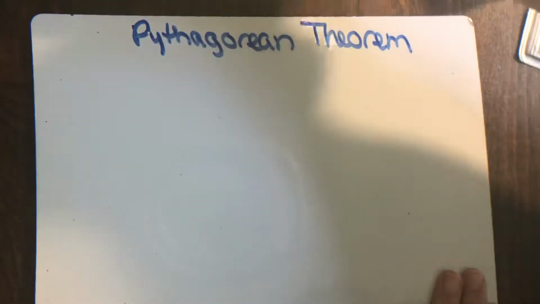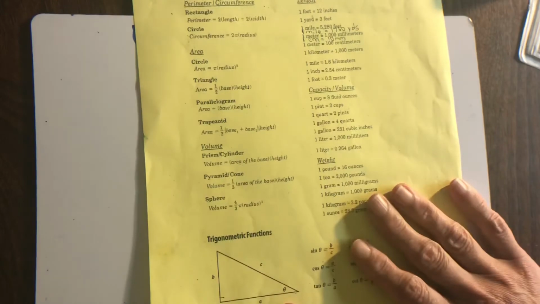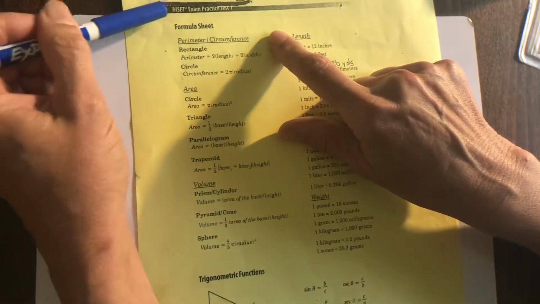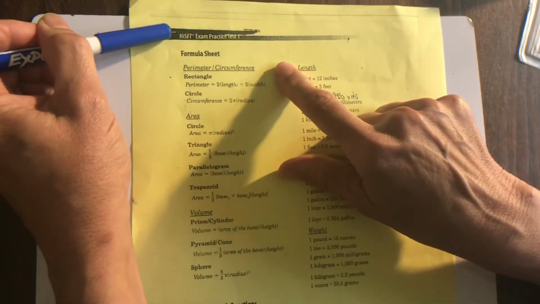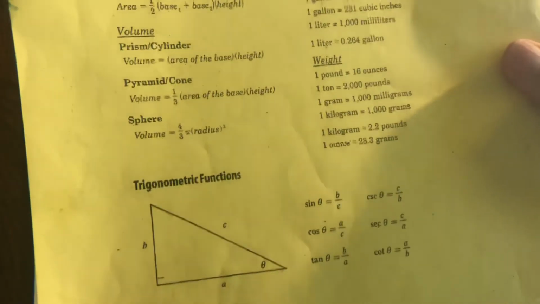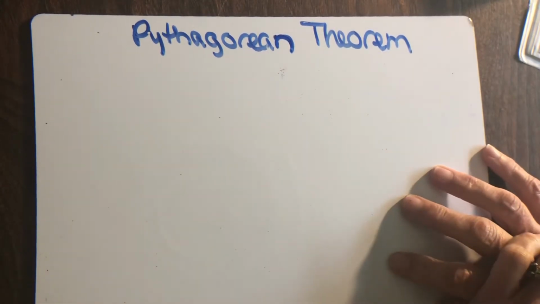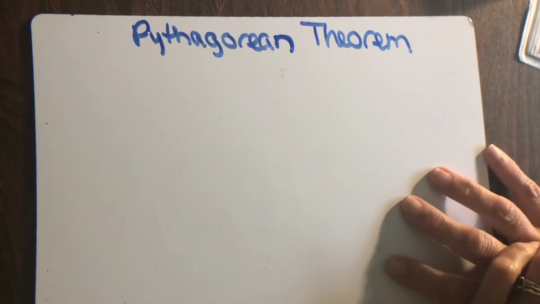Now, for those of you preparing for the HiSET exam, or the GED exam, it's the same thing, but I'm particularly focusing on HiSET. I just want you to notice that on the formula sheet you'll be given on the test, there is no formula for the Pythagorean Theorem. I told you it wasn't the greatest formula sheet at the beginning. So this is one you need to commit to memory, and it's a super easy formula. So let's get started.